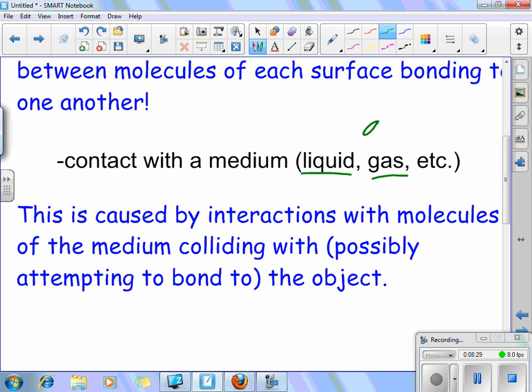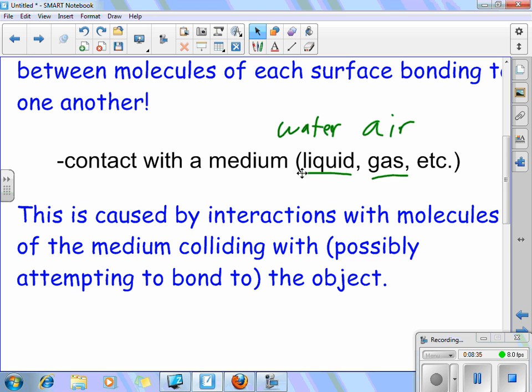So, for example, a gas, you think about air, and for a liquid, the best example is probably water. So if you've ever been swimming in a pool, you've experienced friction. You've experienced the resistance of that medium, the water, not wanting you to continue moving. It resists your motion. And this is caused by the interaction with the molecules of the medium colliding with, or attempting to bond with, perhaps at the same time, the object that is in the medium.